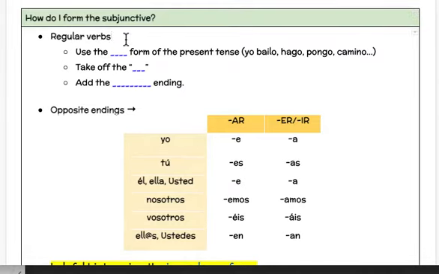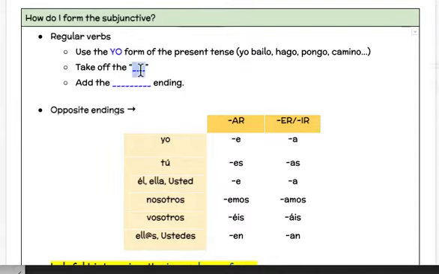As always in Spanish, there are regular verbs and irregular verbs, and first we're going to be talking about forming regular verbs in the subjunctive. So there are 3 steps to forming a regular subjunctive verb. The first step is to use the yo form of the present tense. So, for example, yo bailo, hago, pongo, camino. I dance, I do or make, I put, or I walk.